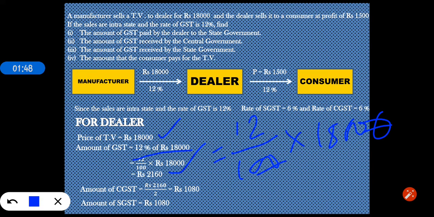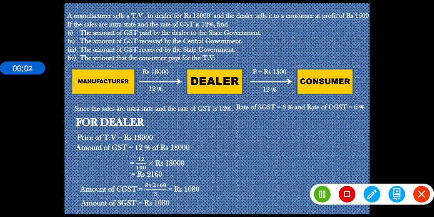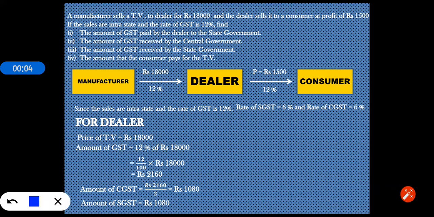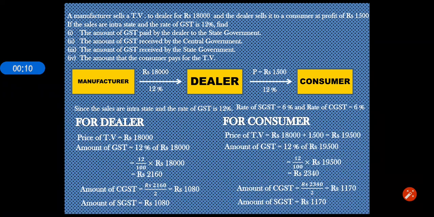This total amount of tax divided into two equal halves, that is divided by 2, is equal to 1080 and 1080. That means 1080 goes to the central government and another 1080 goes to the state government. The second part is from dealer to consumer. Dealer to consumer.